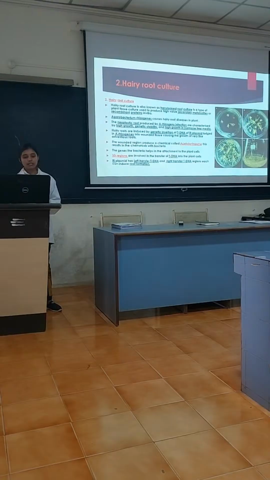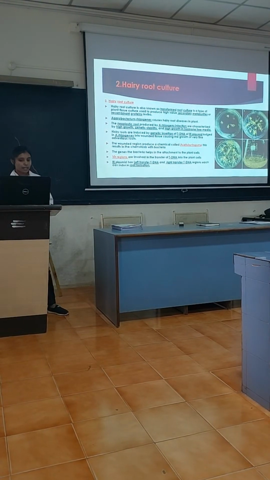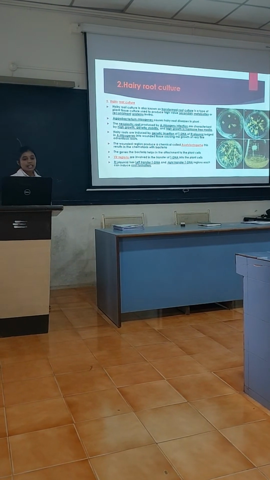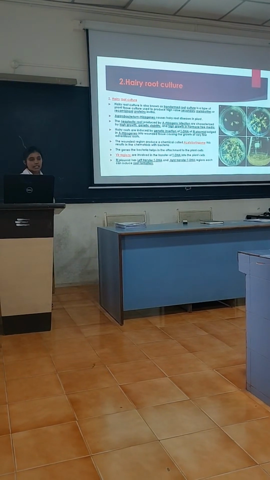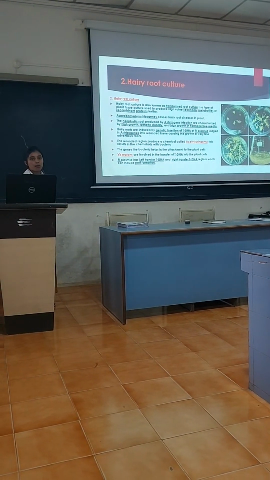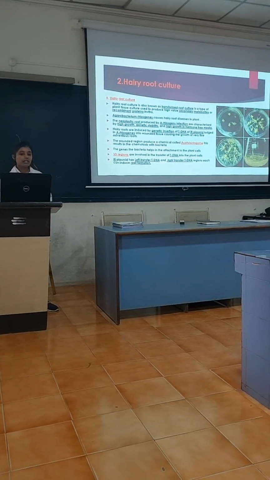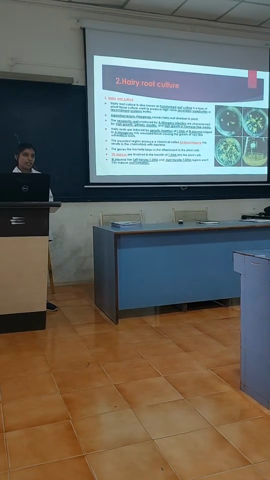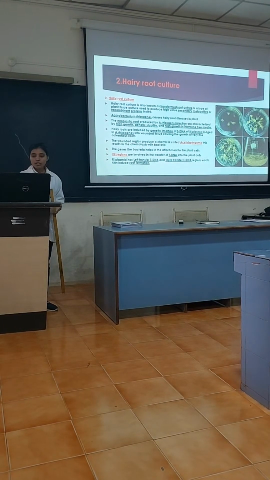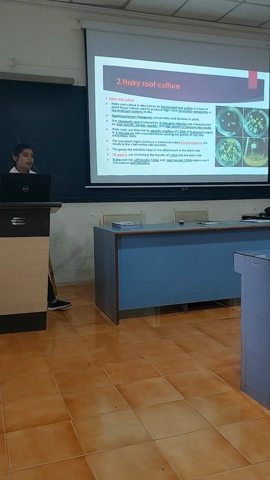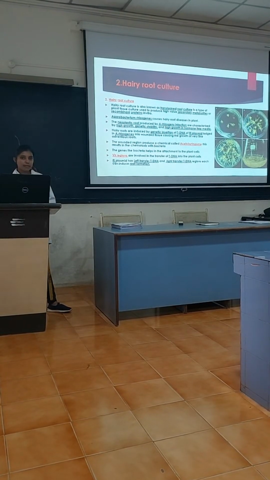The neoplastic roots produced by the Agrobacterium rhizogenes infection are characterized by high growth and genetic stability and high growth in the hormone-free medium. Hairy roots are induced by genetic insertion of tDNA. tDNA means transfer DNA. tDNA of RI plasmid. RI plasmid means root-inducing plasmid.